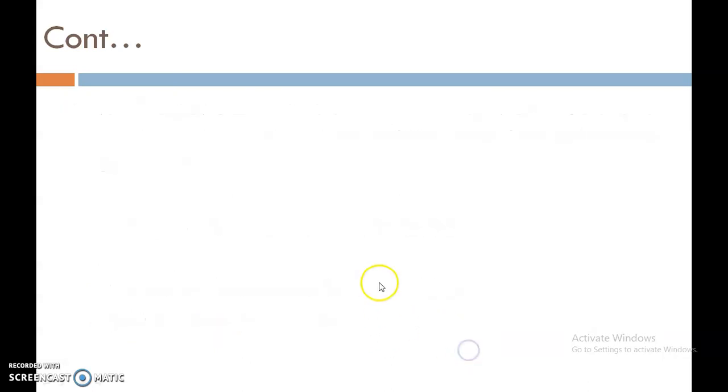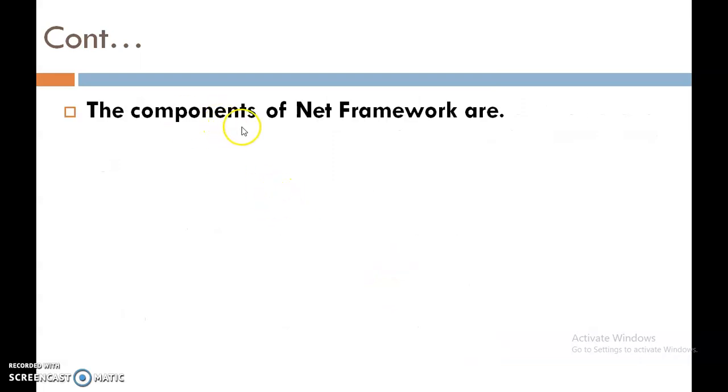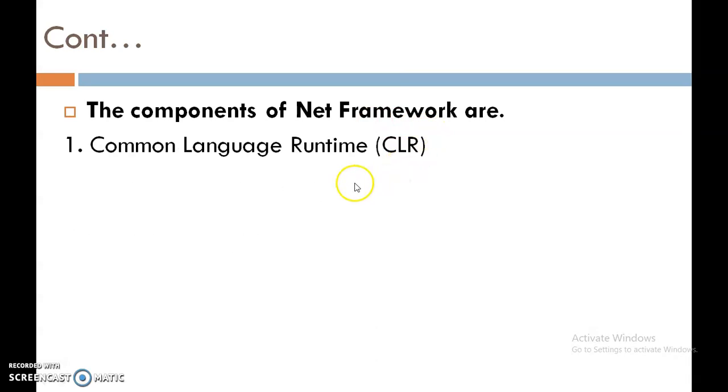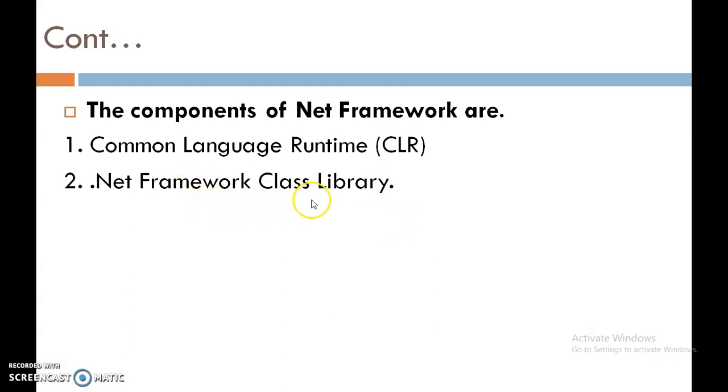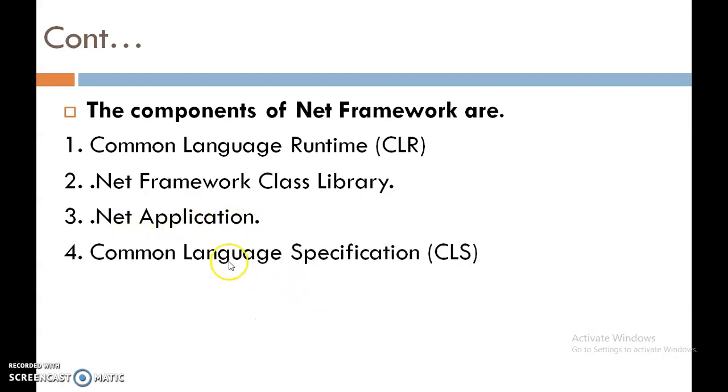Now, the various components of .NET Framework, which are seen in the previous diagram, are like CLR, Common Language Runtime. Above the CLR, the .NET Framework Class Library is there. Above the class library, various .NET applications are situated, and above the .NET applications, CLS is there, and at last various languages which are supported by .NET Framework are there.